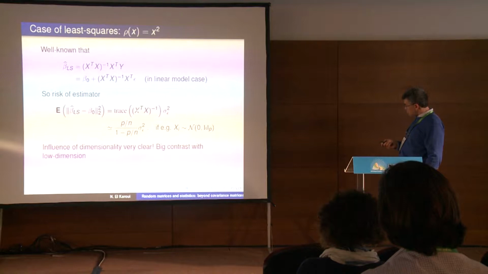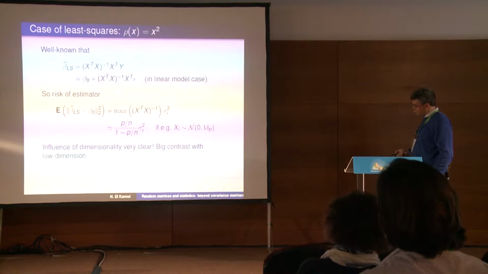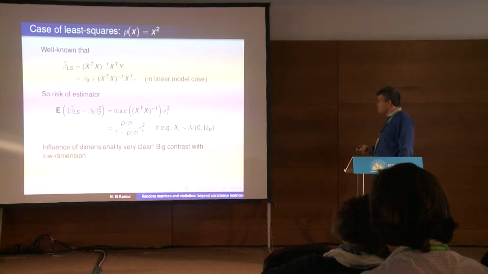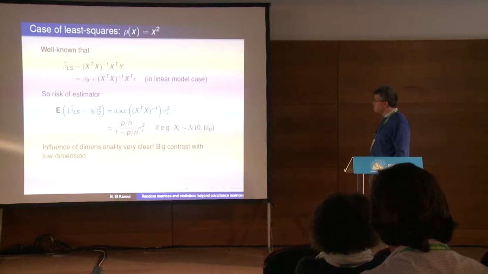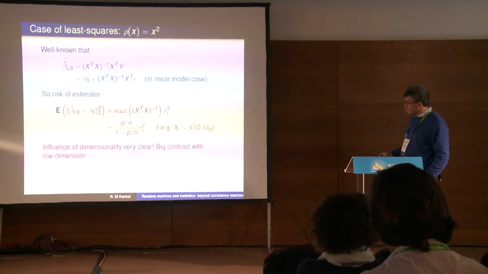Now if I use the Marchenko-Pastur law, say my X_i are IID normal zero identity or whatever, we know the limiting spectral distribution of X transpose X. We know the shape of the histogram of eigenvalues, so we can compute this very accurately. And what it's telling us is that the risk of my estimator depends on the dimension. That's typically the kind of result I'm going to be interested in. In this case, in a very particular and simple form, namely P over n divided by 1 minus P over n. So the influence of dimensionality here is extremely clear, and that's what I wanted to understand, so that's nice.